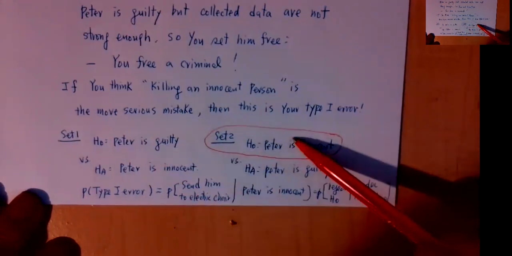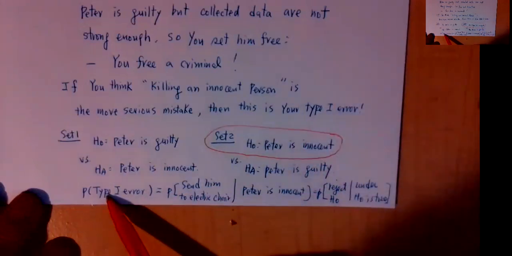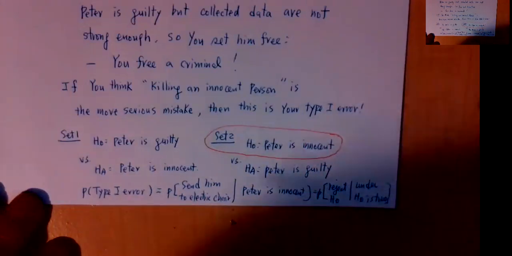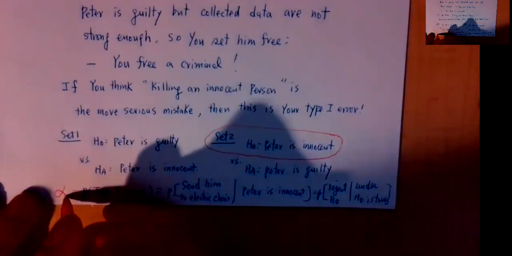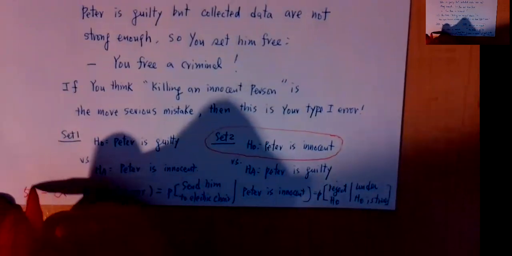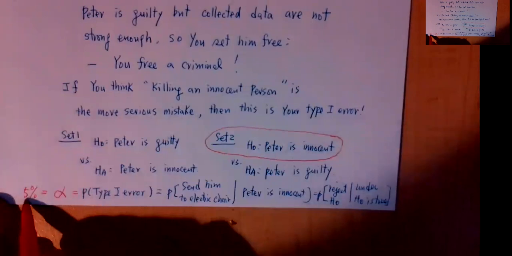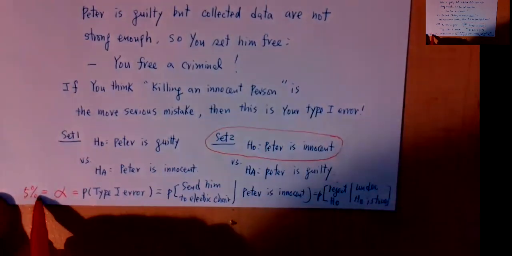There is a reason behind it, and the reason is you set the more serious mistake as your type 1 error, and because this is the more serious mistake, this is your alpha. That's why alpha is a very small chance, right? Usually it's 5%. If you think a 5% chance of making the more serious mistake is still too big, then some people may want to choose 1%, okay?